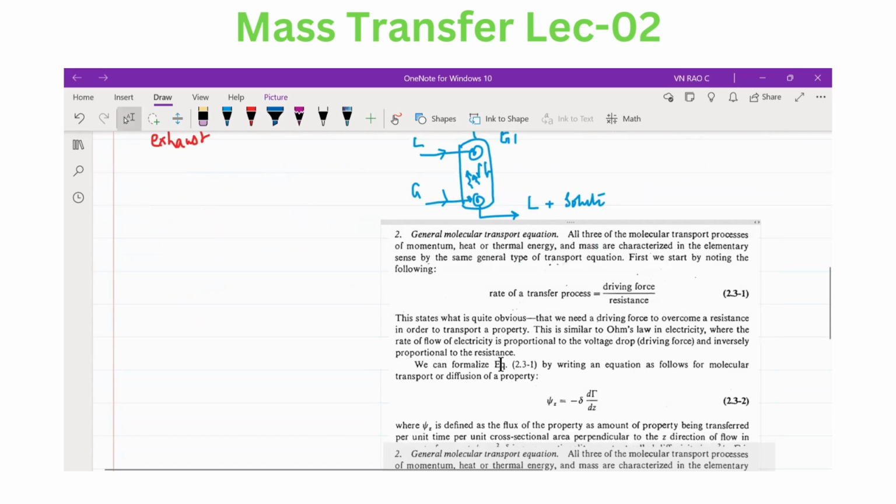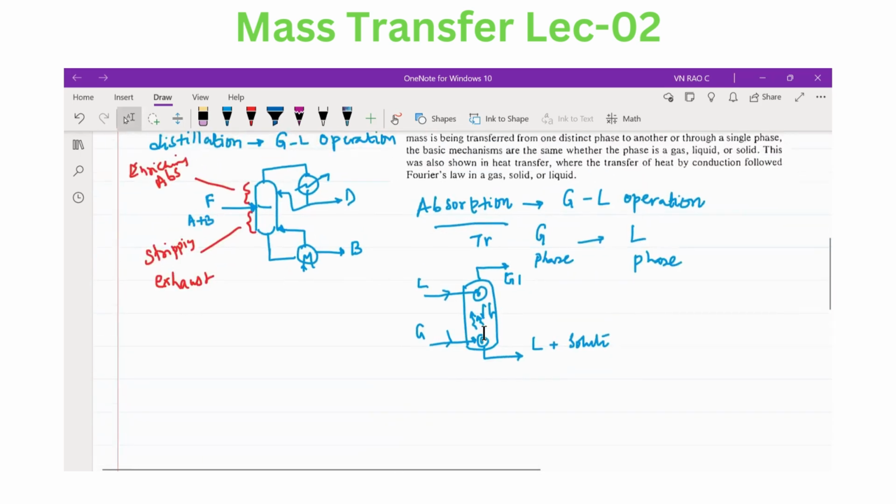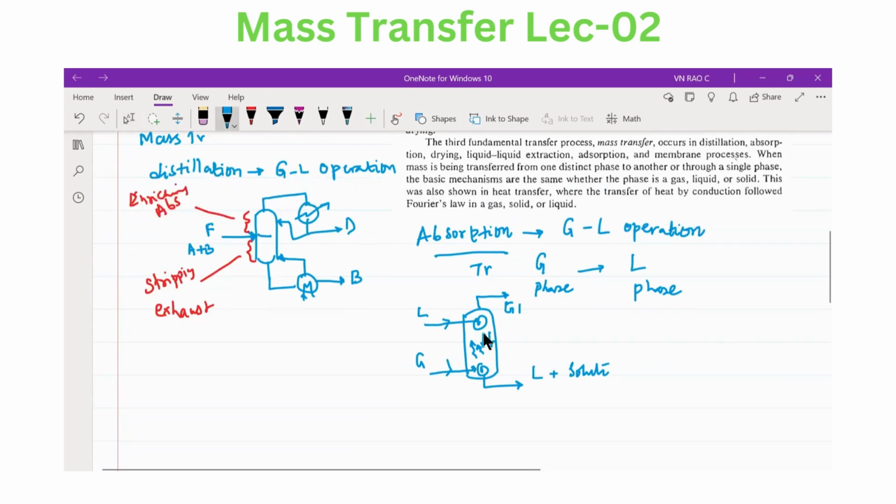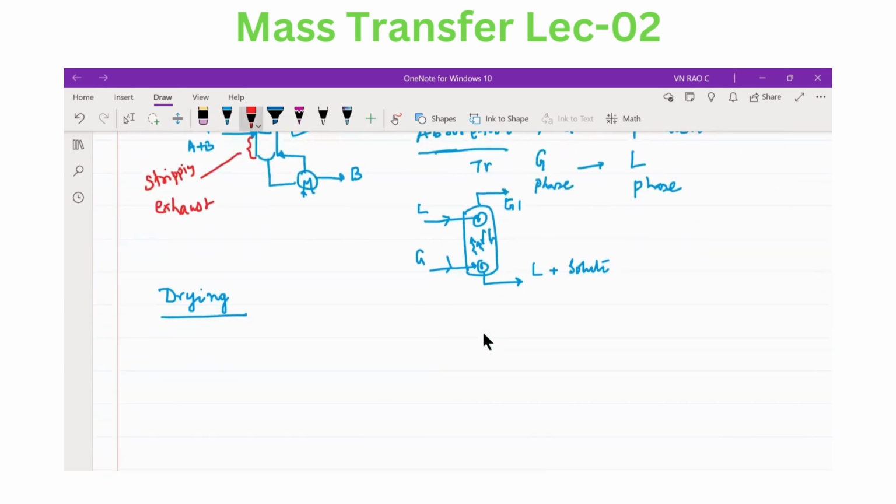Now let us come to the next operation. The next operation is the drying operation. The first one is distillation, the second one is absorption, the third one is drying. In the drying operation, if you see the phases involved, they are solid, liquid, and gas phase, or you can say vapor also.